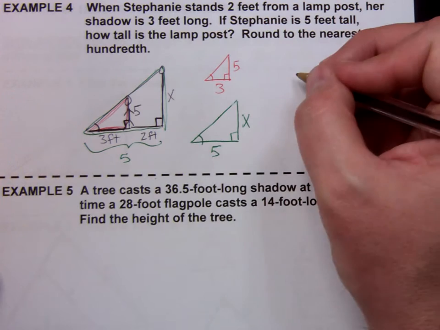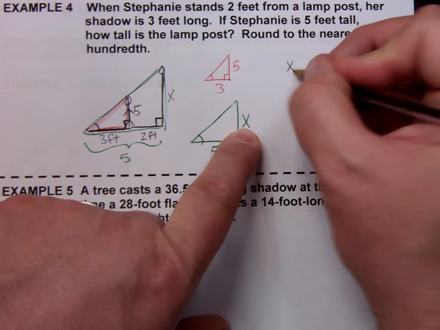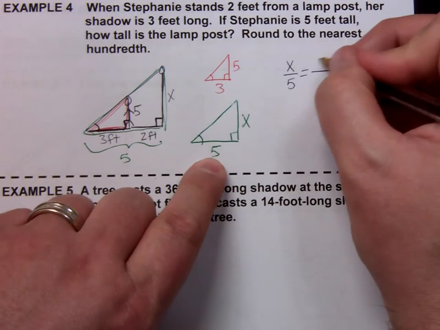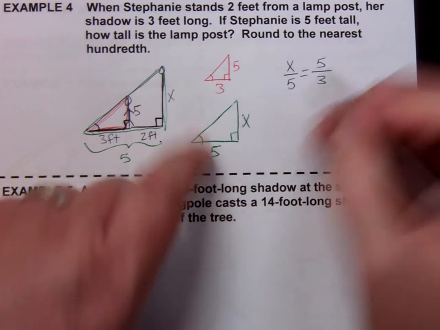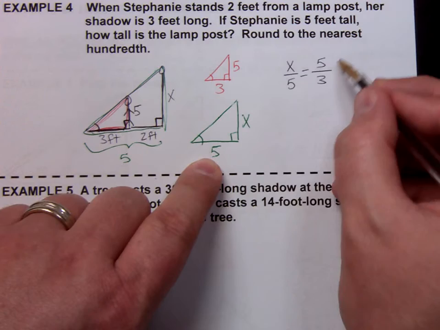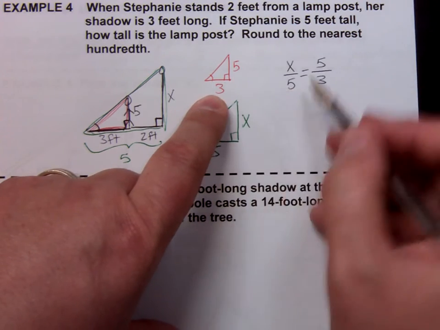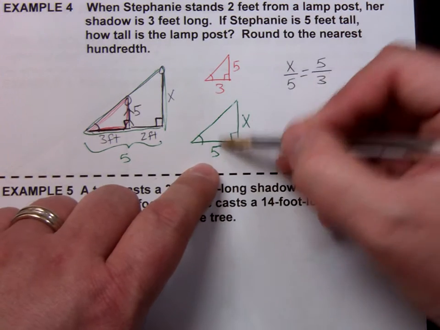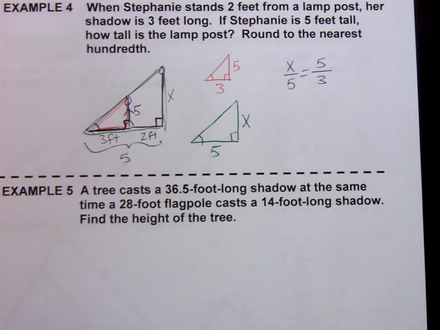So we're going to set up our proportion. So x corresponds with 5, and 5 corresponds with 3. So the x and 5 are both from the same figure. They're both in the numerator. 5 and 3 are both from the same figure. They're both in the denominator. And we have our corresponding parts matched up in each ratio. So there is our proportion, and all we have to do is cross multiply.